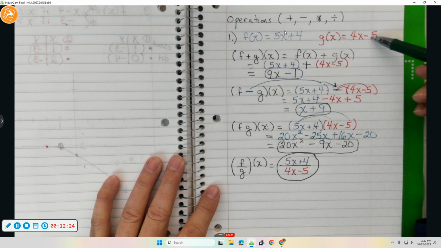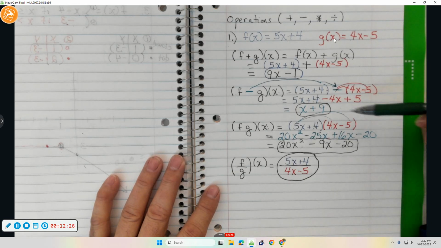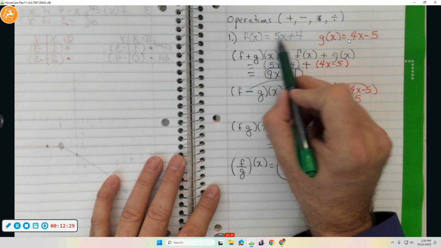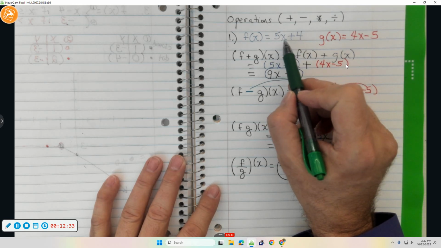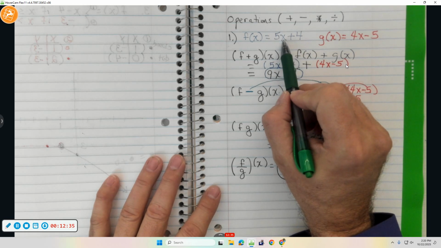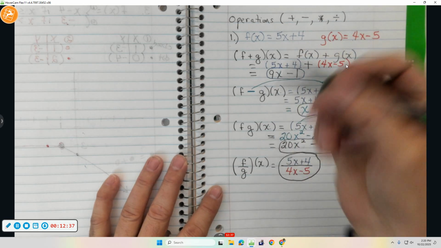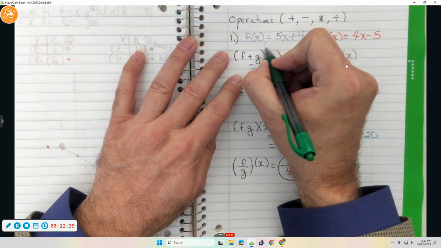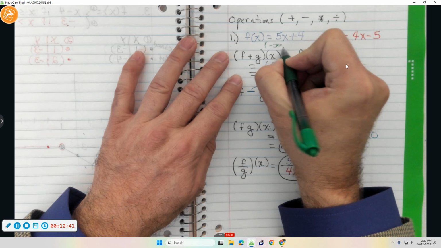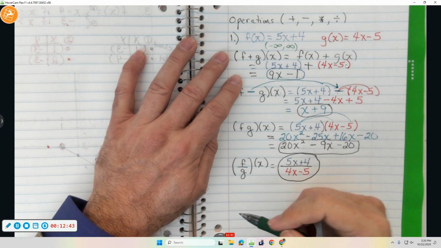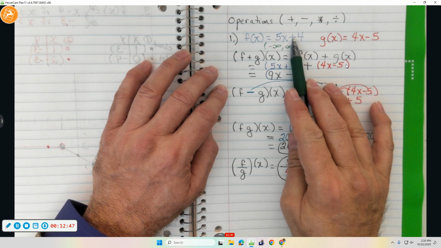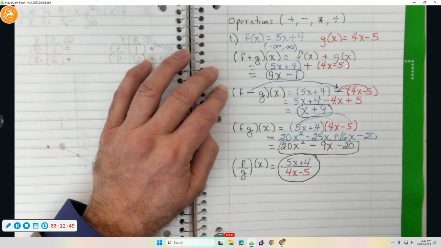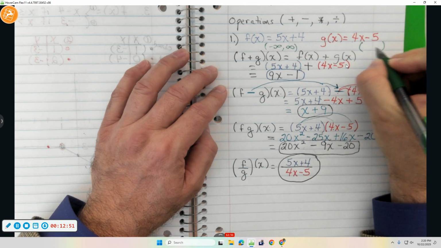With that in mind, what's the domain of f and g? What's the domain of this? They don't ask that, but I'll get you started. All real numbers. I think they want to say negative infinity to positive infinity. There's no fractions, no square roots, so the domain of f, all real numbers. What about g? All real numbers.